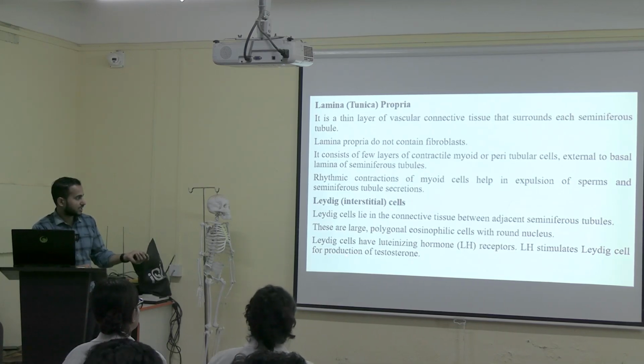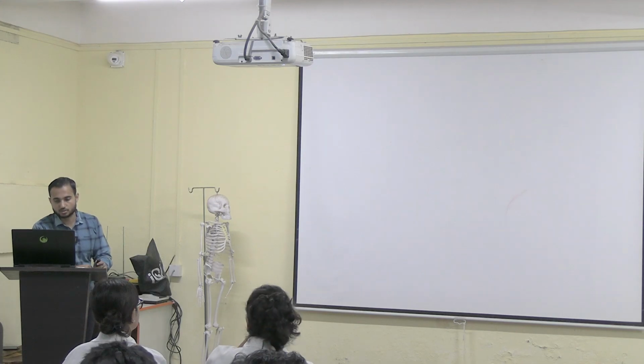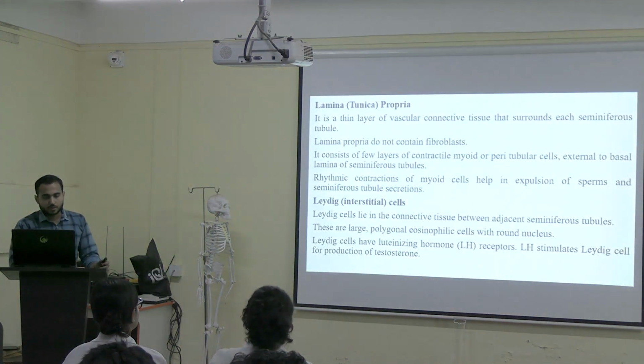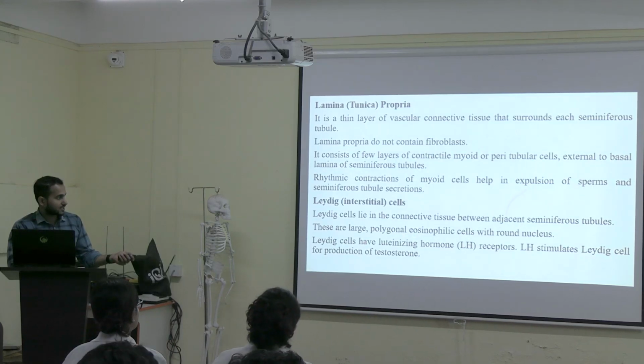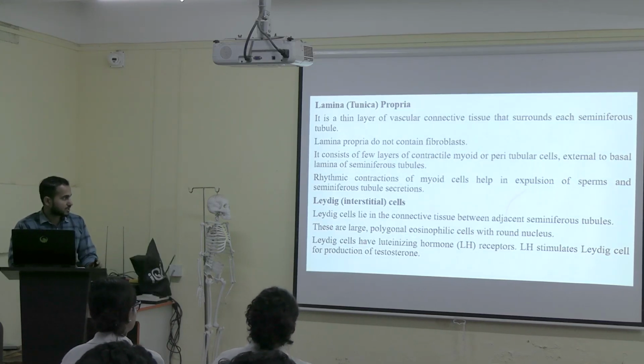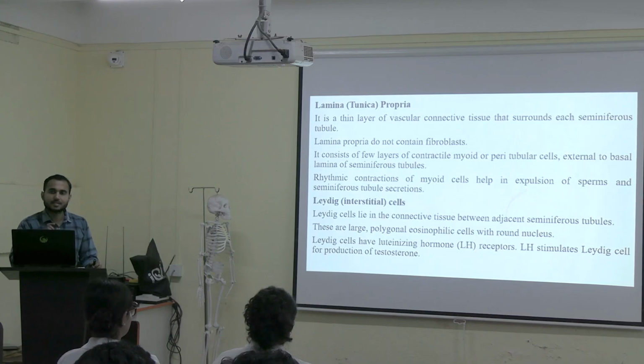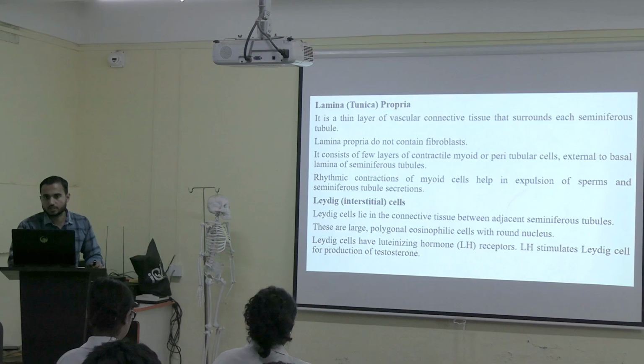Next, the Leydig cells are there, also called interstitial cells of Leydig. The main function is production of testosterone. If you see the Leydig cells, these are large polygonal eosinophilic cells with a round, centrally placed nucleus. These cells are not placed singly; clusters of cells are placed together.